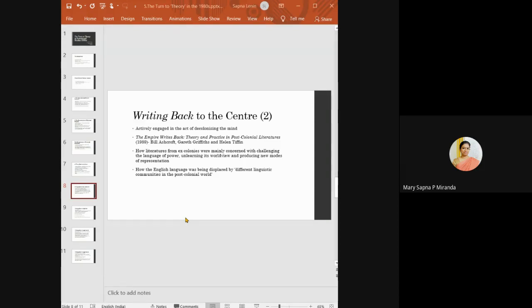All right. So in this particular way of looking at the post-colonial experience, what are they looking at? These writers are looking at all the literature from these ex-colonies, and they're looking at the language in which they are written. Language by language, what I mean to say is English, and how they have appropriated and used English to their own advantage. We'll look at that in detail. So, how the English language was being displaced by different linguistic communities in the post-colonial world.